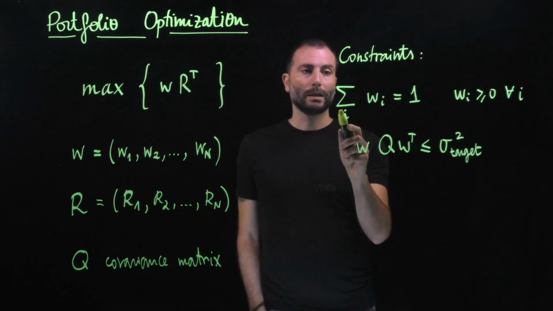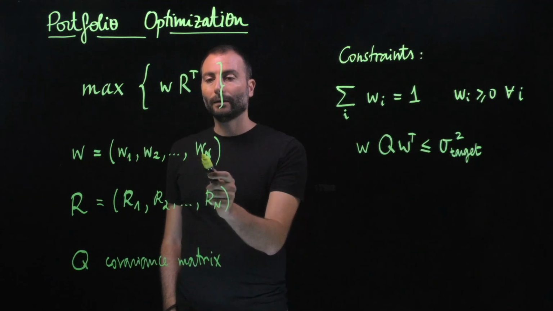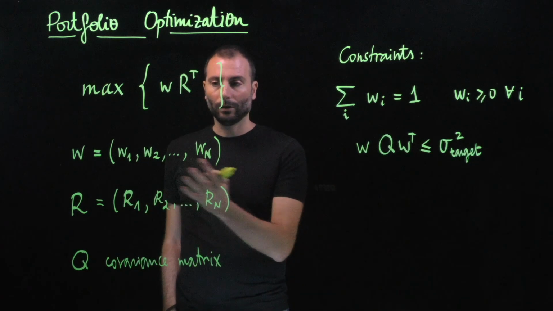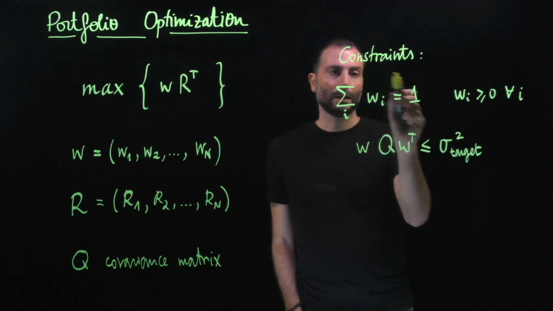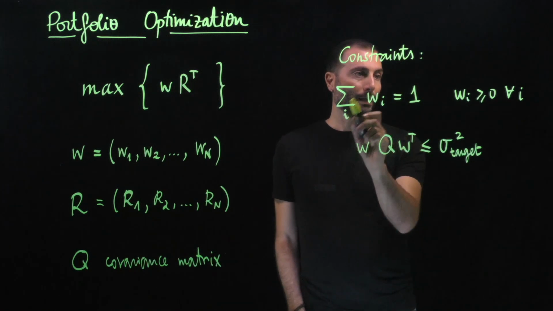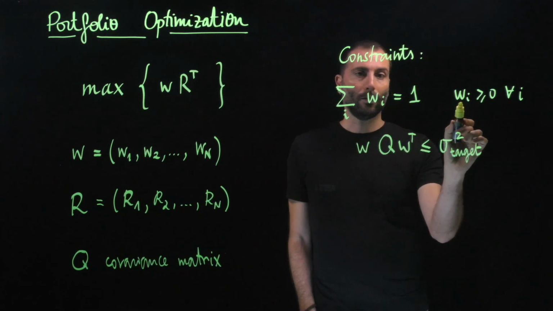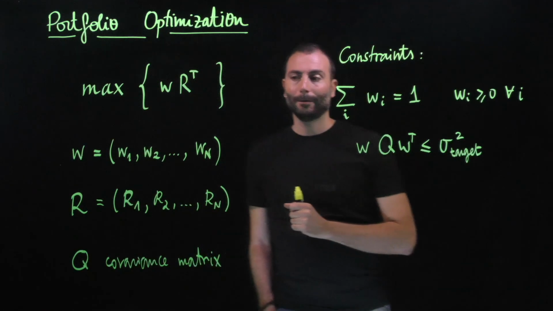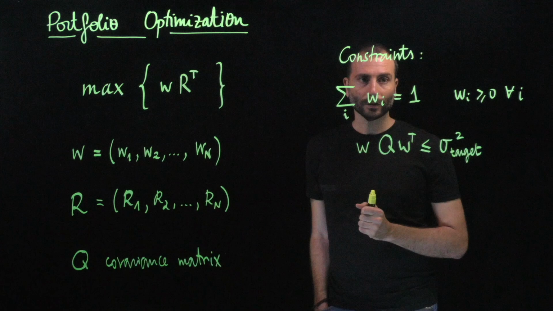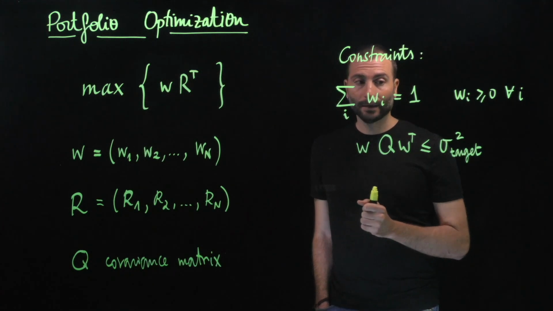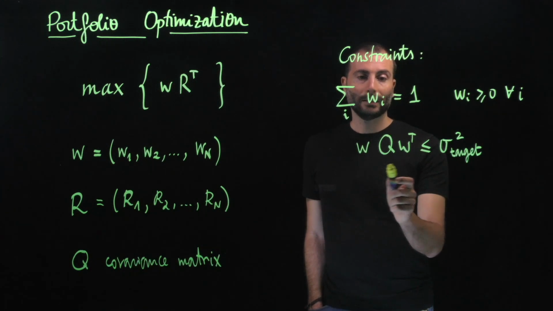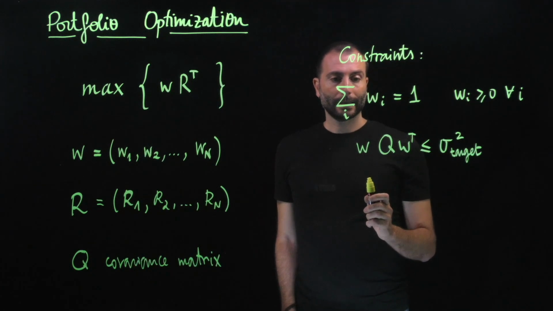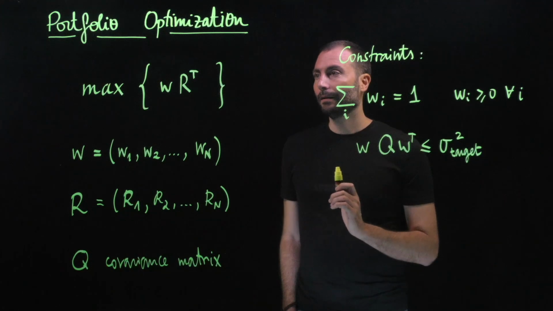One constraint, of course, is that these quantities are fractions of my total portfolio, so they have to sum up to 1, with the condition that I get a positive number of stocks of every possible asset. The second condition is related to the risk that I want to assume. Let me explain in more detail.